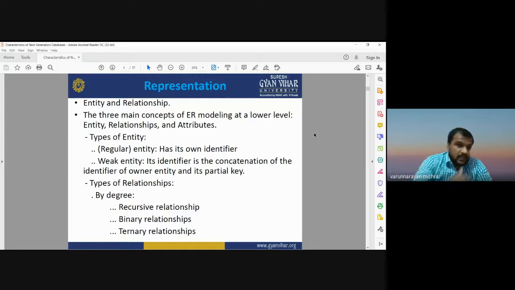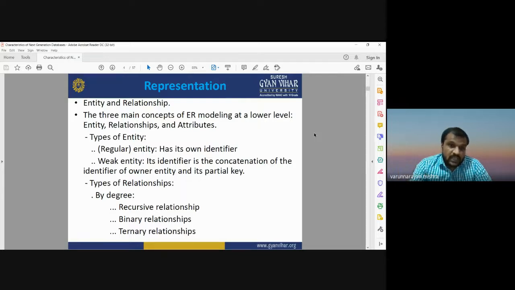In the entity relationship model, we have two terms, entity and relationship. The three main concepts of ER modeling at a lower level are that we should have some entities, there may be some relationships, and there may be some attributes. So entity, relationship, and attribute are the three main concepts of any kind of entity relationship modeling.